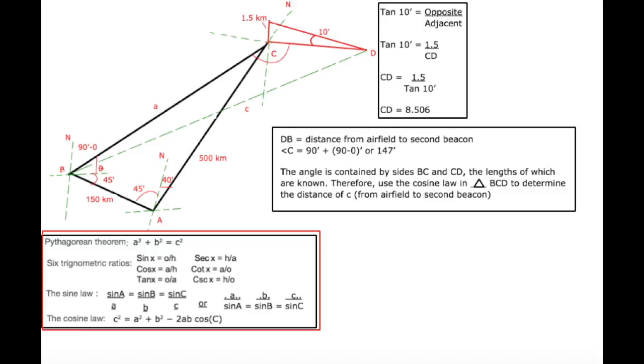As shown in the diagram, DB is the distance from the airfield to the second beacon. The line is one side of triangle BCD. Angle C equals 90 degrees plus 57 degrees, or 147 degrees. The angle is contained by sides BC and CD, the lengths of which are known. Therefore, you must use the cosine law in triangle BCD to determine the distance of DB, which is from the aircraft to the second beacon.